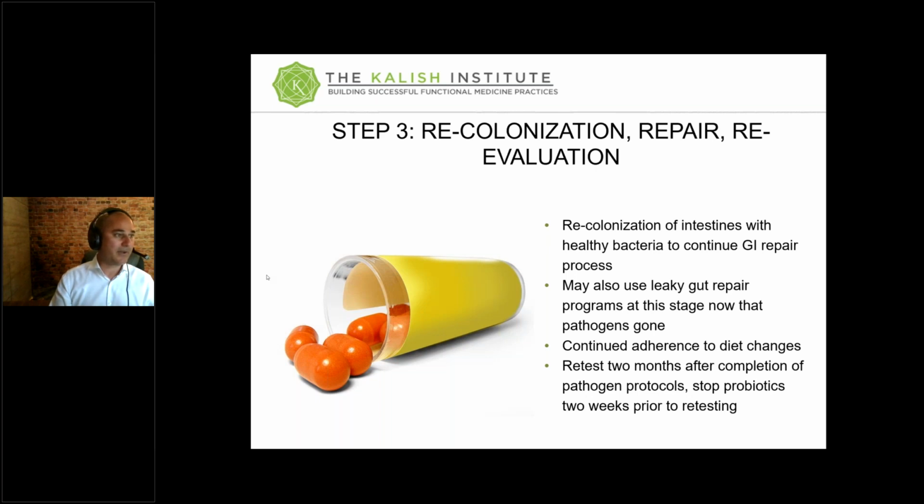Do you suggest stopping probiotics before the GI testing? Yeah, absolutely. And prebiotics as well. So stop prebiotics and probiotics for at least a week, preferably 2 weeks before the testing. No antibiotics for a week or 2 weeks before the testing for sure.